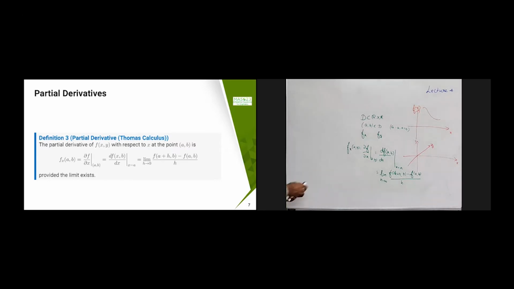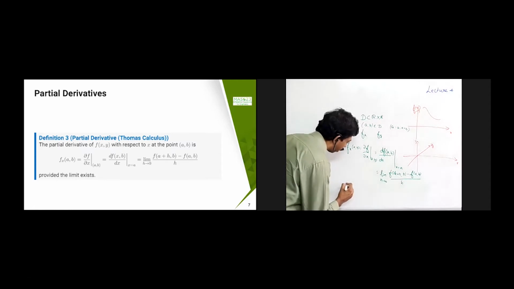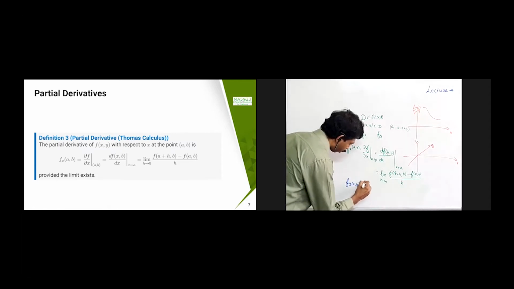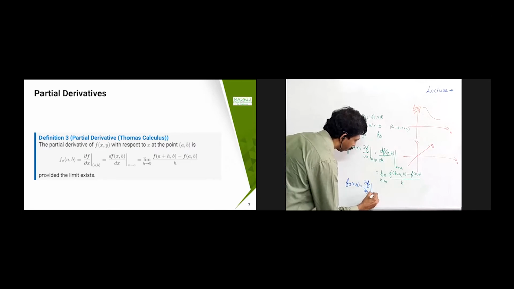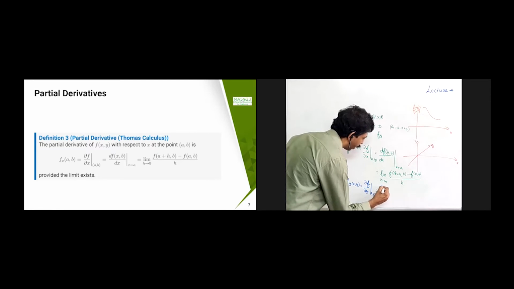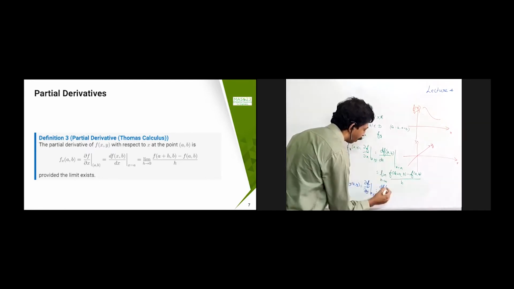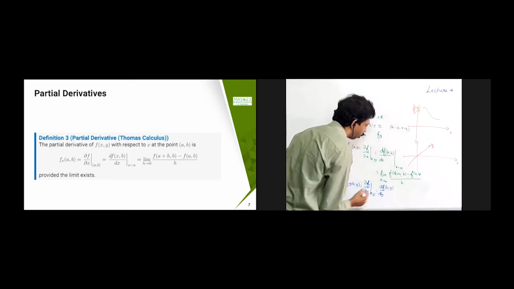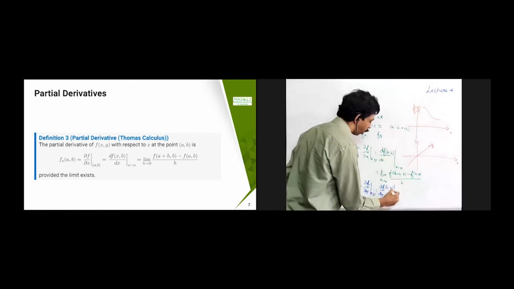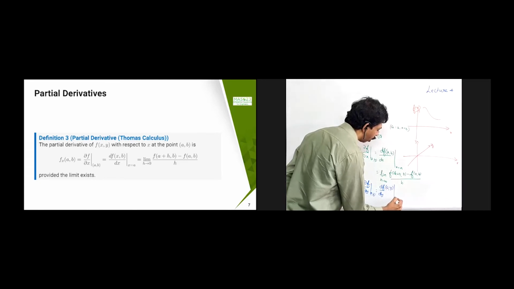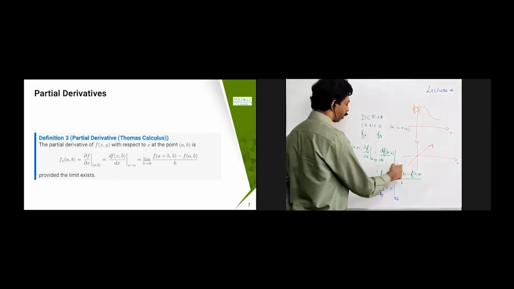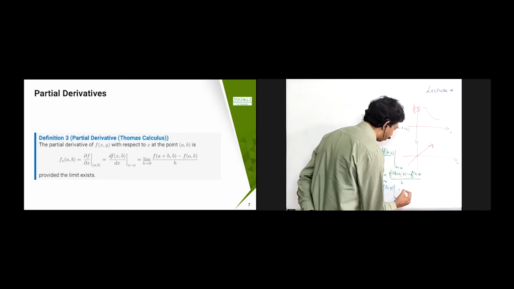For f_y, the same thing: f_y at (a, b) is ∂f/∂y at (a, b), equal to df/dy of f(x, b), here it is going to be f(a, y). Here x equal to a, here y equal to b. The same way you can define the limit.